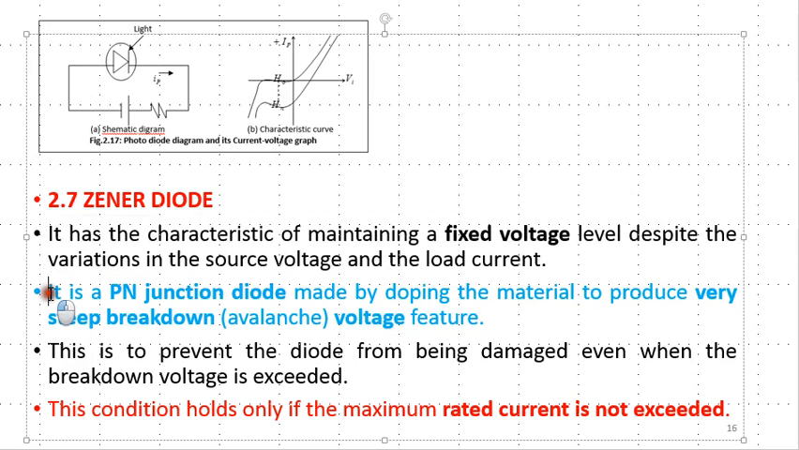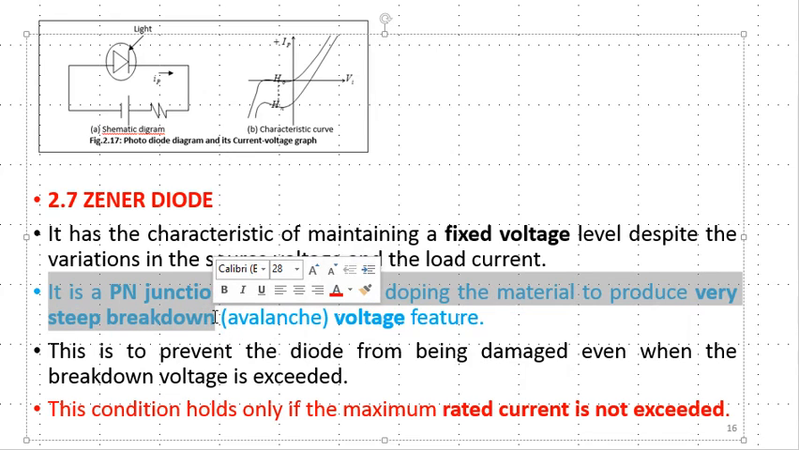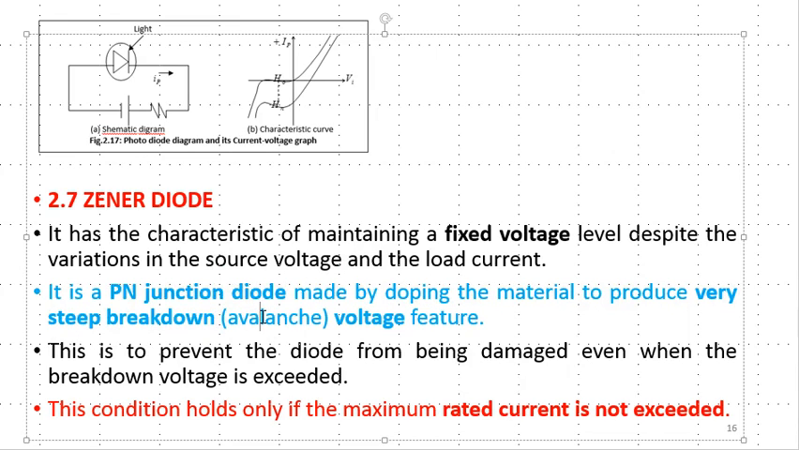And it is made of a PN junction diode by doping the material to produce a very steep breakdown. If we say something is very stiff, in this sense we mean it is very strong. Before the avalanche breakdown takes place, it can tolerate a very large amount of stress from the voltage supply. And the reason why we make it very steep is that we want to prevent the diode from being damaged when the breakdown voltage is exceeded.